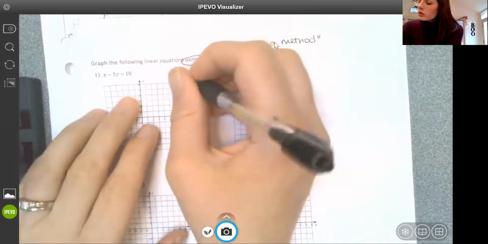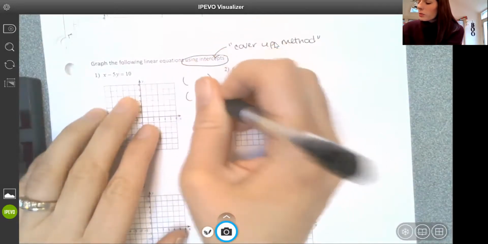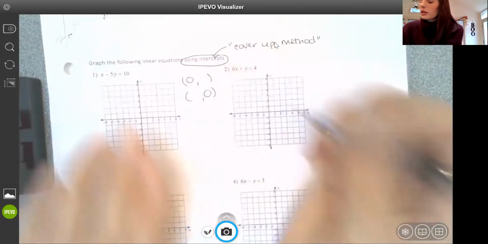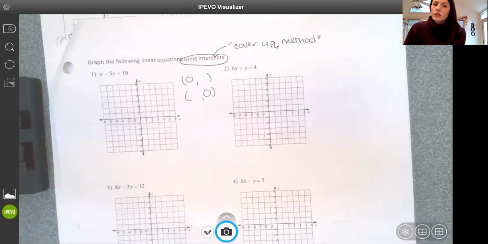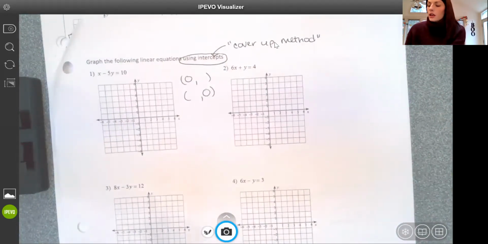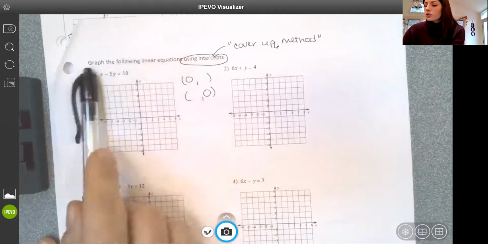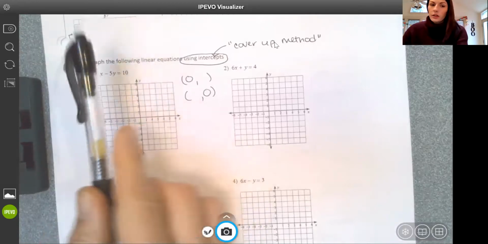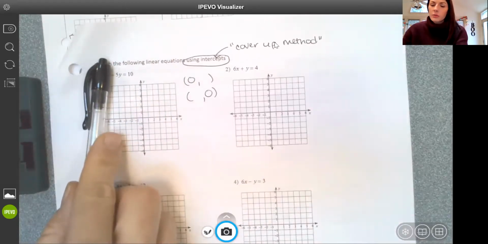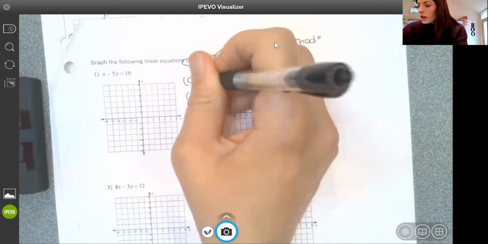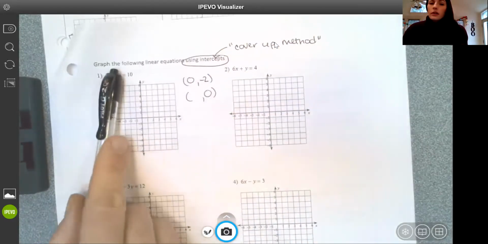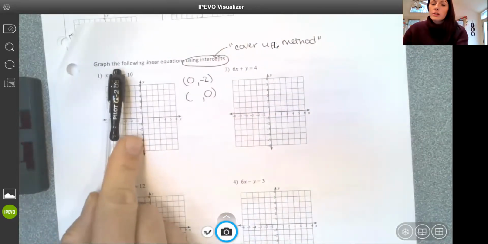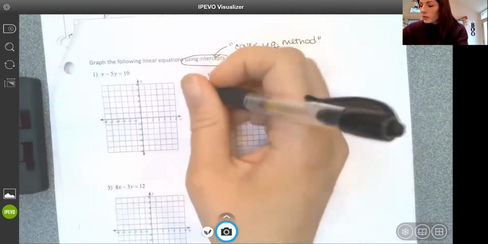So I like to write my points out: 0, x and 0, y. Those are the 2 points I'm going to find. If I zero out x, which is this first point, if I make x 0, then what's y going to be? -2, because I'm going to divide by -5. And if I zero out y, then x is going to be 10. Nothing to divide by there.